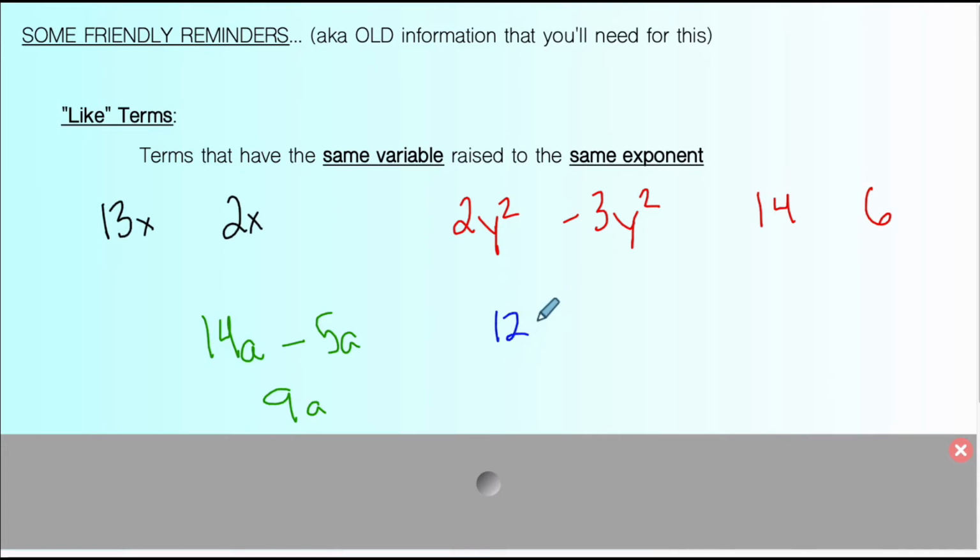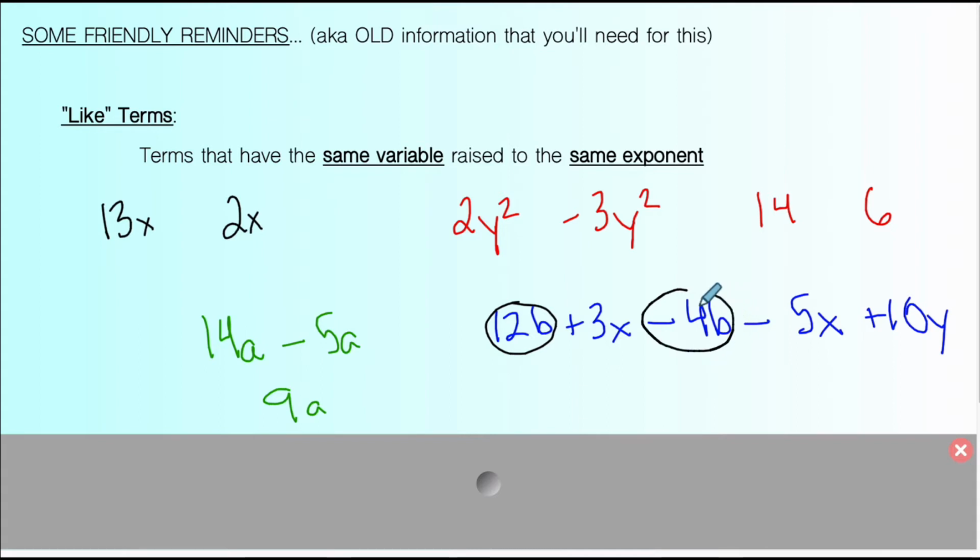We could give a little bit of a bigger example. Let's say we had 12b plus 3x minus 4b minus 5x plus 10y. All right, so first let's identify our like terms, 12b and minus 4b. Those two things, 12 minus 4, would simplify down to 8b. My next pair of like terms would be the x's. So I've got positive 3x and minus 5x. So reading that from left to right is 3x minus 5x, which is minus 2x.